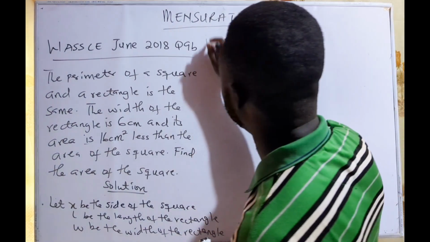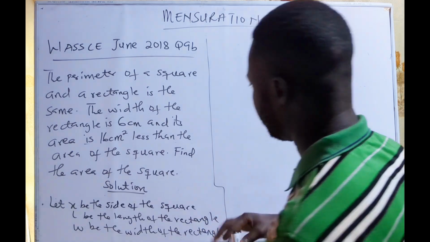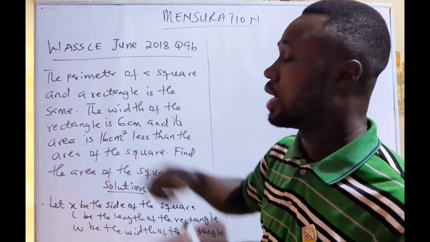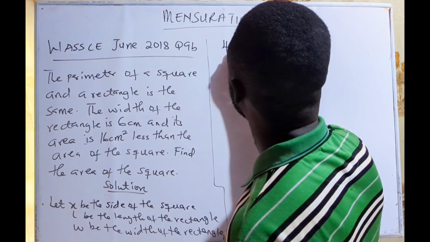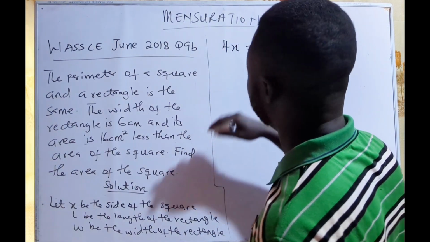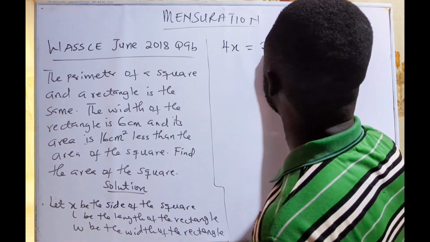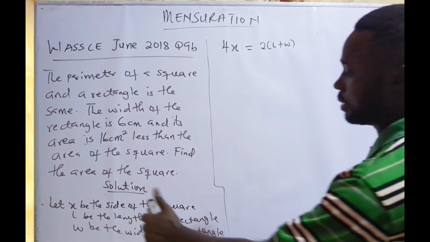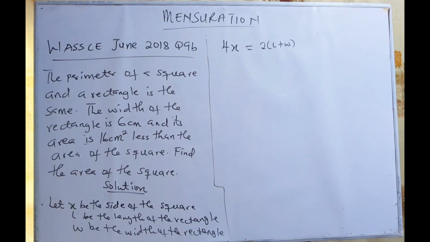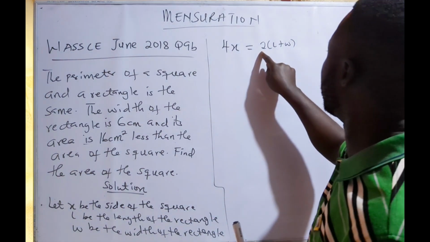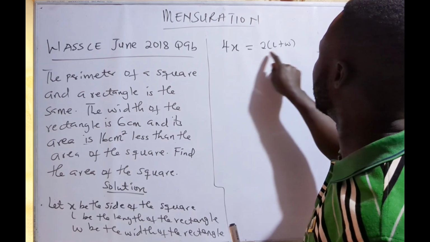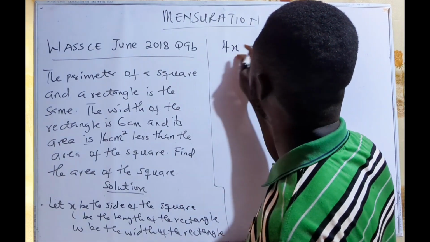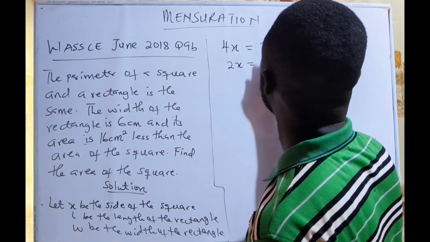If the perimeter of the square and the rectangle are the same, then the perimeter of the square is 4x, and the rectangle is 2(L plus W). Here x is the side of the square, L is the length, and W is the width of the rectangle. So let's divide through by 2. Divide here by 2, and then divide here by 2. If I divide here by 2, we get 2x equal to what?